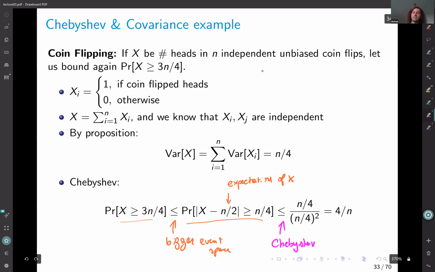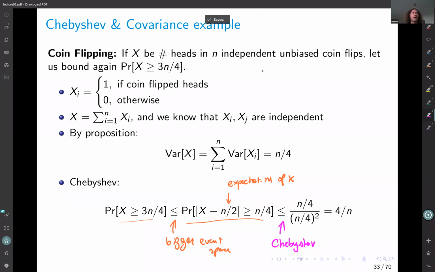which gives us the variance over the value of t squared. So now we have exactly 4 over n. Again, we went from the probability of X greater than or equal to 3n over 4 being less than or equal to 2/3, to it actually being less than or equal to 4 over n. So you can see the improvement that we have over Markov. Does that make sense?